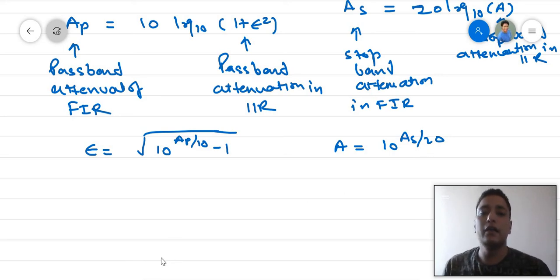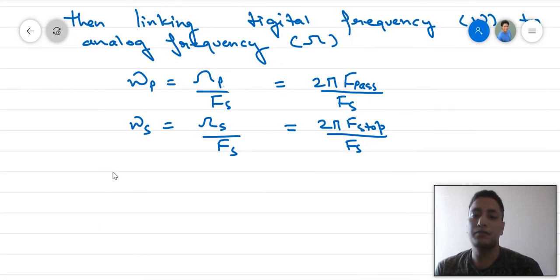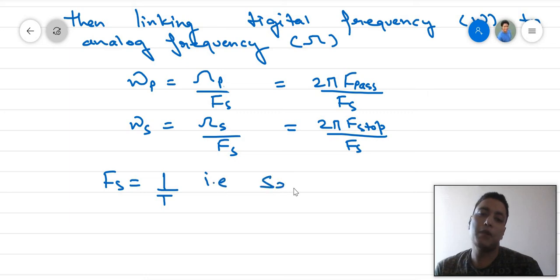Now linking the digital filter with the analog filter, digital omega P will be equal to omega P over Fs, which is 2 pi F over Fs, and omega s will be equal to omega s over Fs, which can be written as 2 pi F by Fs, where this F is the stop band frequency. Now this Fs is nothing but 1 by T, that is the sampling frequency.